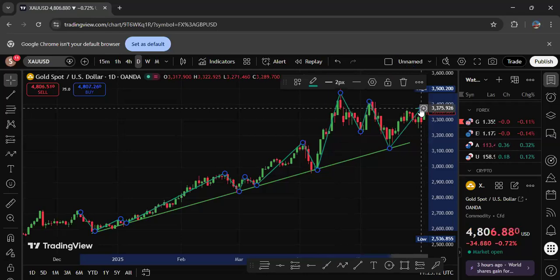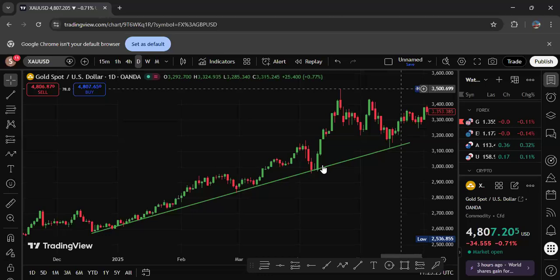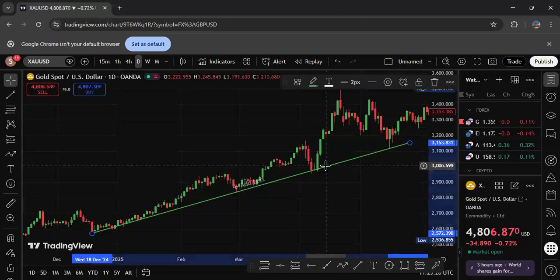So the opposite of an uptrend is what we call a downtrend. I'll still use the same chart as my downtrend example as well.